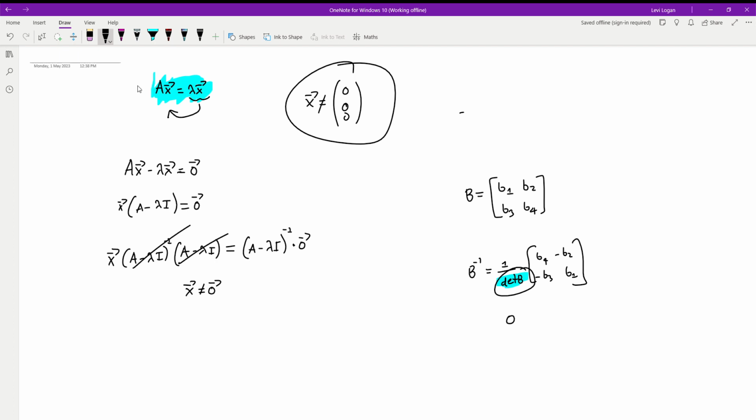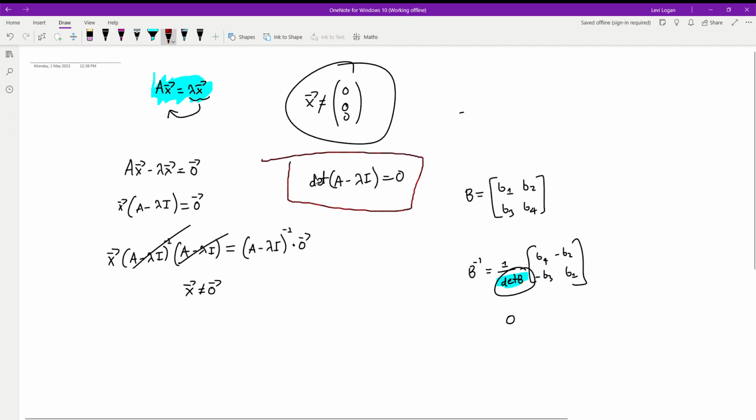So what we can say is, to work out our eigenvalues, the determinant of this matrix, which we write as det of A minus lambda I, has to be equal to 0. This is the formula we use to determine eigenvalues. Once you determine an eigenvalue, all you need to do is plug it back in up here, and then you can work out your eigenvectors.